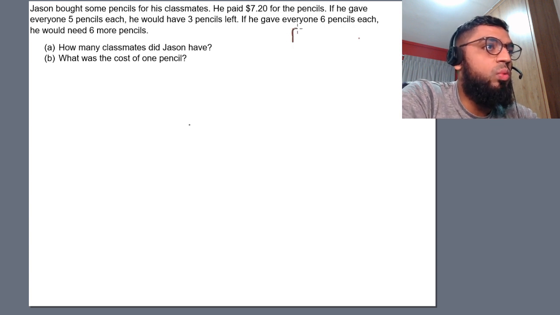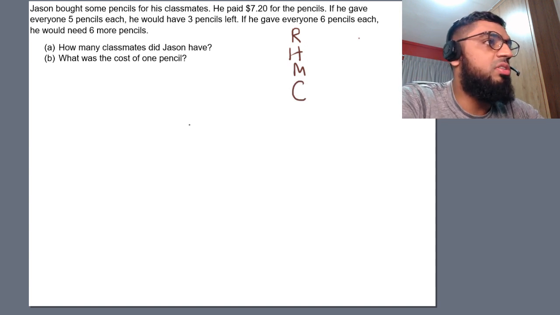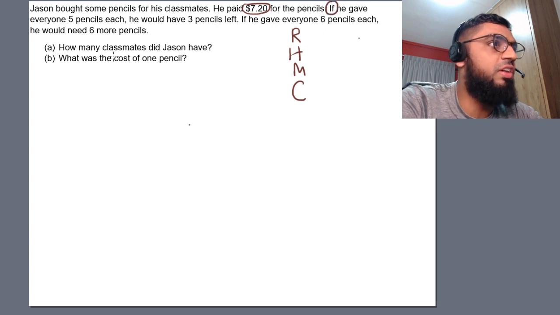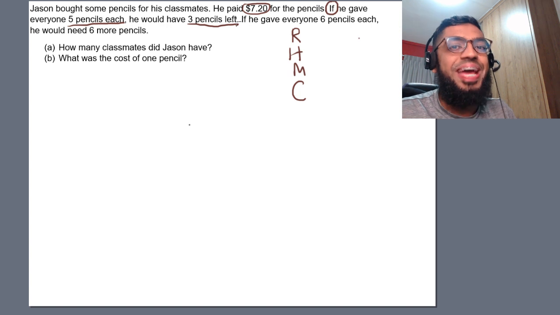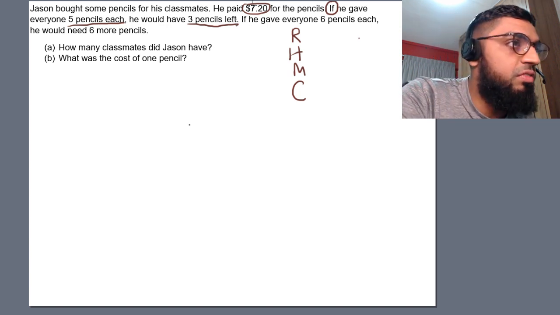So again, we will approach this by using RHMC. Let's read this one more time. Jason bought some pencils for his classmates. He paid a total of $7.20 for the pencils. This is the first if: if he gave everyone 5 pencils each, he would have 3 pencils left. So basically he would have some excess number of pencils.